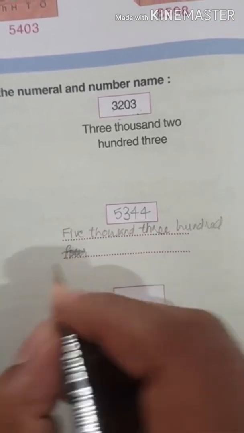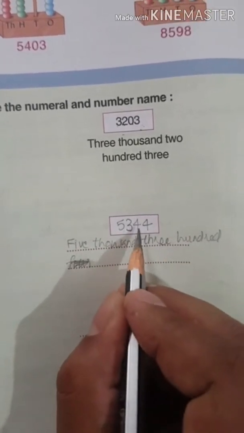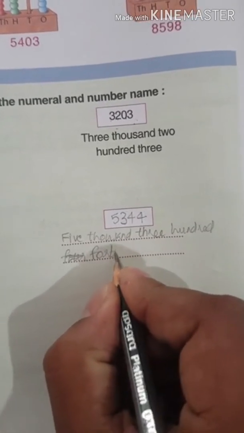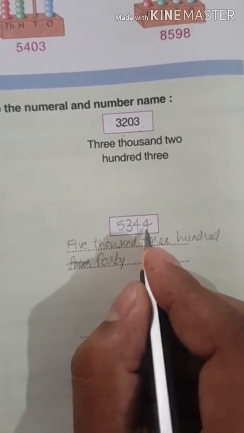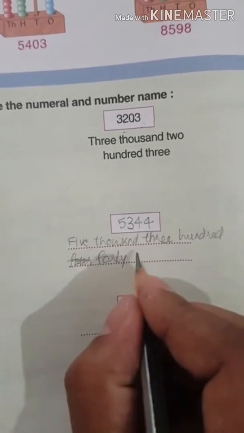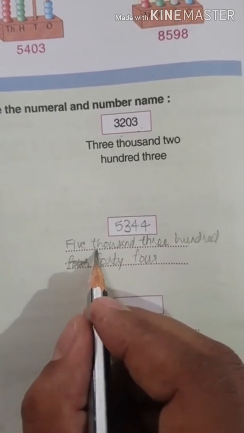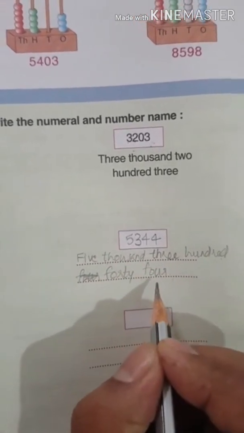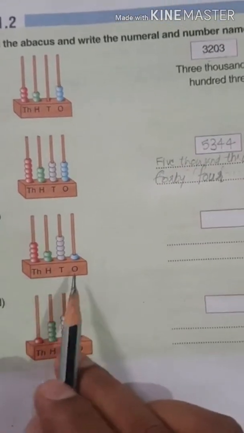No, this is actually 5,340. The last one more number is there, 4. 44. Very good. 5,344. Understand? Okay, next one.